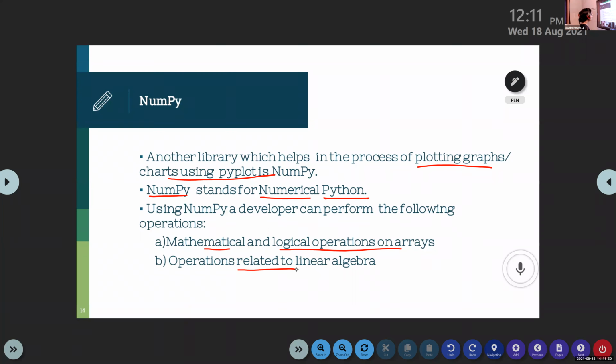So NumPy stands for numerical Python. Please do write, Ashish. NumPy stands for numerical Python. And using NumPy, a developer can perform the following operations. So this is another library which helps in the process of plotting graphs, charts using PyPlot, and it is NumPy. NumPy stands for numerical Python. The developers use NumPy for doing the following operations.